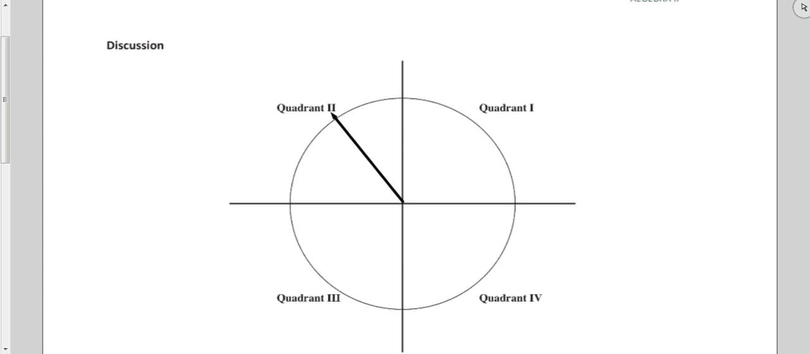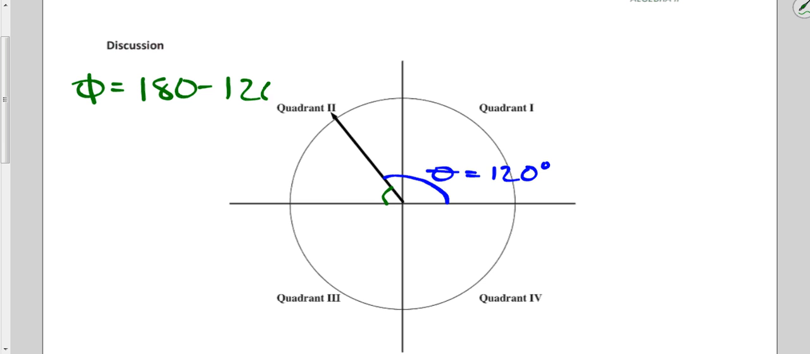Okay. So if this is theta equals 120, what is this angle? 60. I'm going to call that phi. And phi equals 180 minus 120, which equals 60.